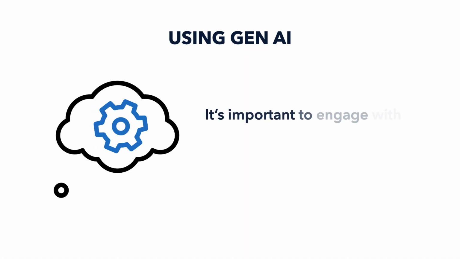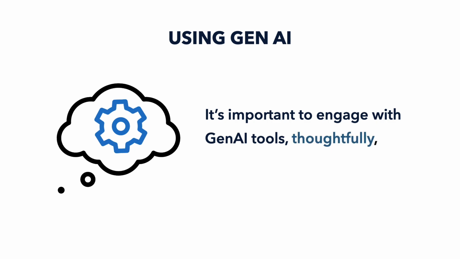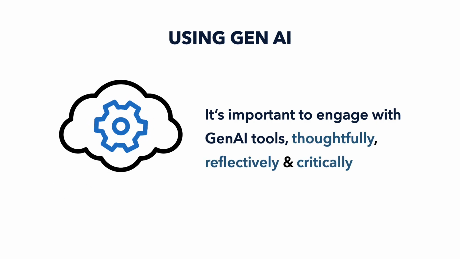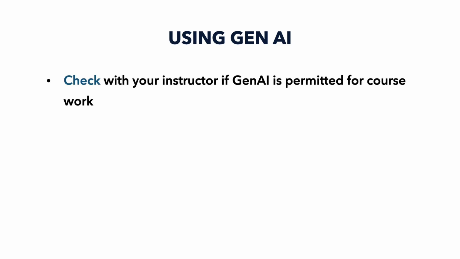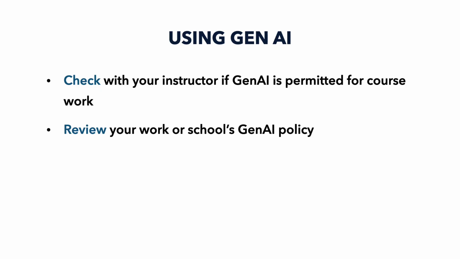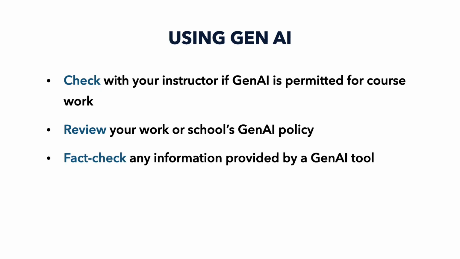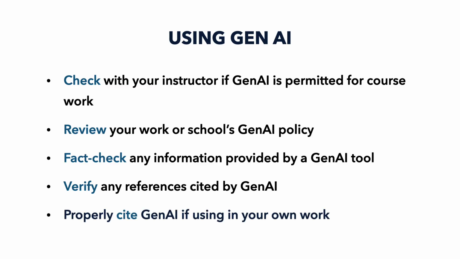It's important to engage with GenAI tools thoughtfully, reflectively, and critically. Some ways you can do this is by checking with your instructor if AI is permitted for coursework, reviewing your work or school's GenAI policy for guidance, fact-checking any information provided by a GenAI tool by looking at other sources, verifying any references cited by a GenAI tool, and properly citing GenAI if using any of its outputs in your own work.